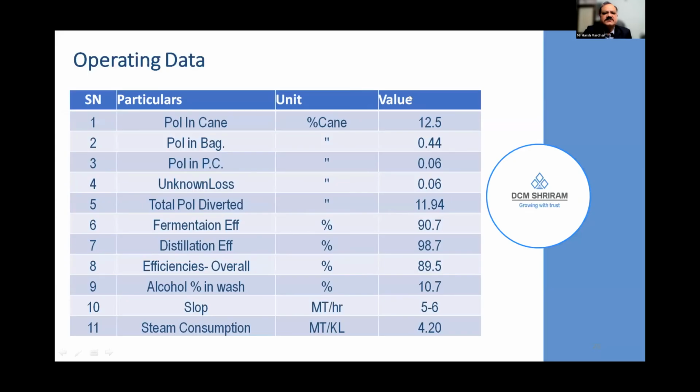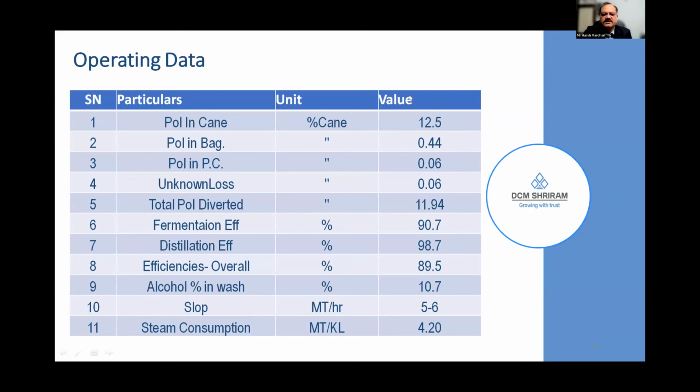These are some of the data at a glance. The pol in cane for that period was approximately 12.5, and the total pol diverted after reducing all those losses in bagasse, press cake and unknown losses, was 11.94% per unit of cane. The fermentation efficiency we achieved was 90.7%, distillation efficiency 98.7%, and overall efficiency 89.5%.